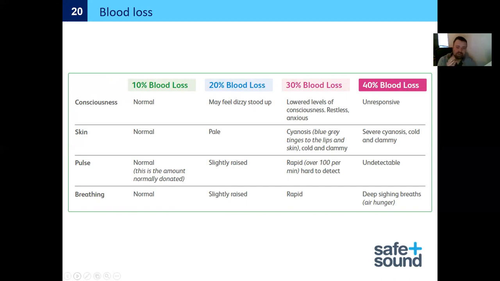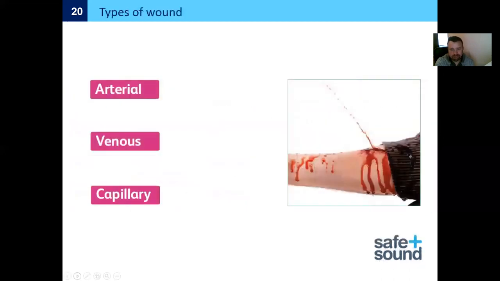At 10%, we've got our pulse slightly raised; for 20%, 30% blood loss, it becomes rapid, and then it becomes undetectable. And then breathing, again, normal, slightly raised, rapid, and breathing slightly like hungry for air. So again, as you go across, you can see what blood loss may look like.